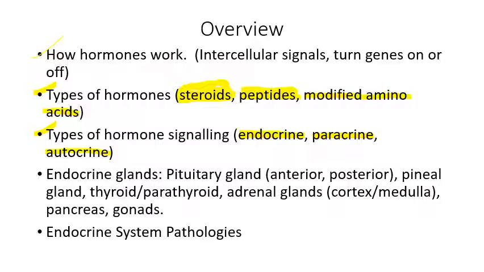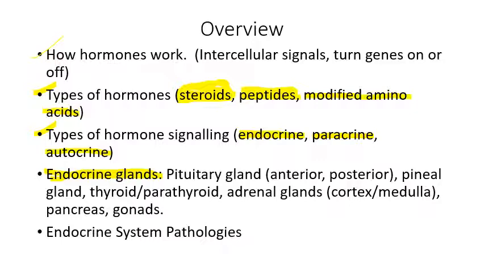So autocrine signaling is a slightly unusual type of hormone signaling, where a cell will produce a hormone that the cell itself has a receptor for, and therefore the cell is stimulating itself to do things, which is kind of rare.